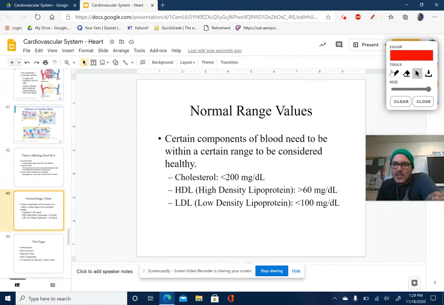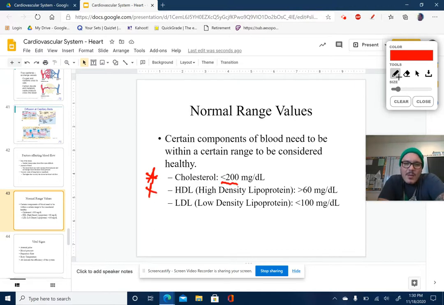Okay, some normal range values here that we need to discuss. Certain components of blood need to be within a certain range to be considered healthy. So for instance, cholesterol. This is stuff that we talked about in our macromolecules unit, which was a ways away. Total cholesterol levels are what you want to be careful with. You want to have your total cholesterol levels less than 200 milligrams per deciliter. That's the number you need to remember.